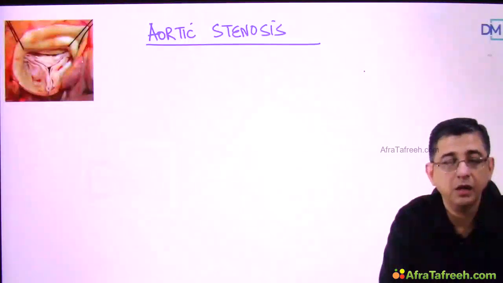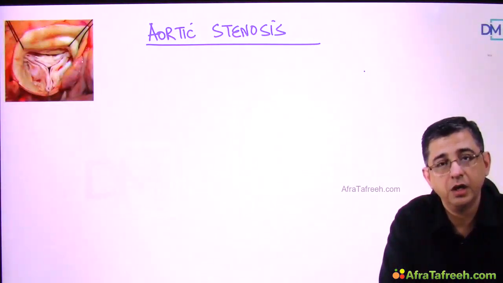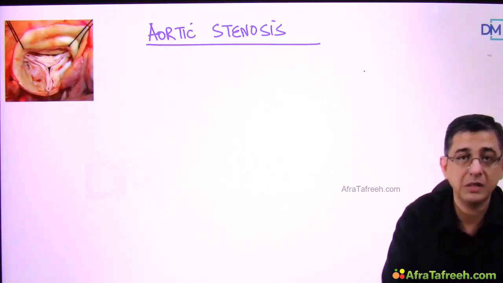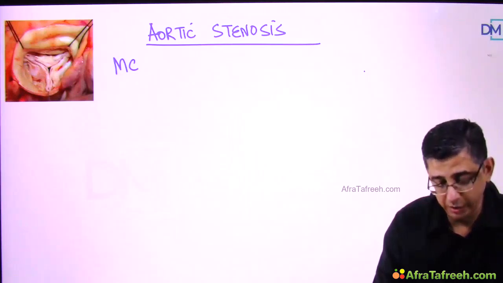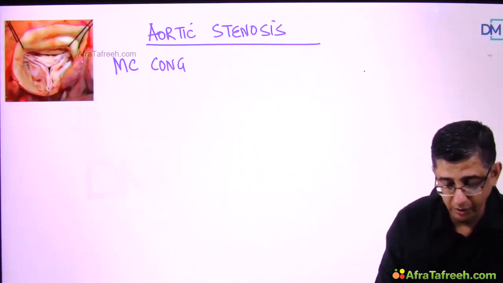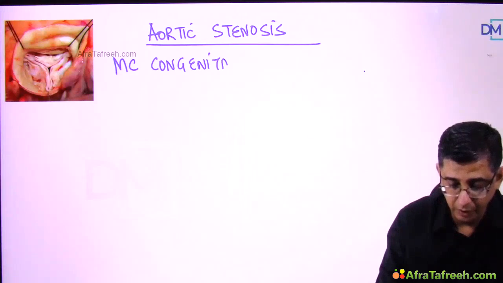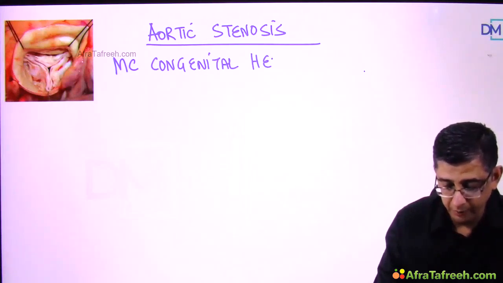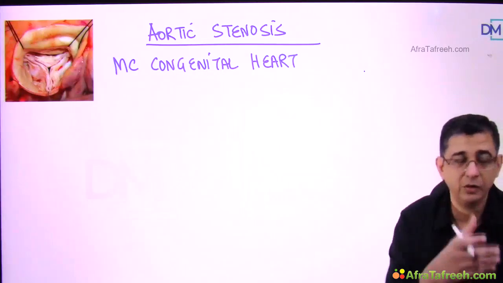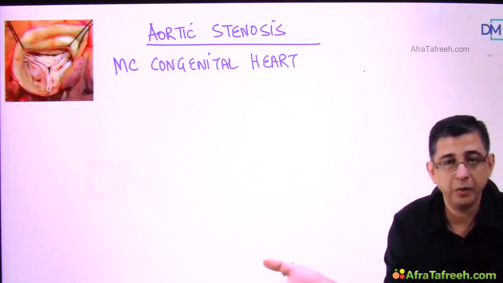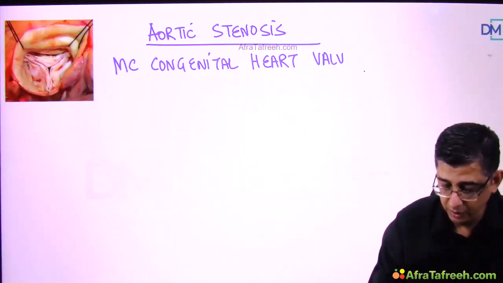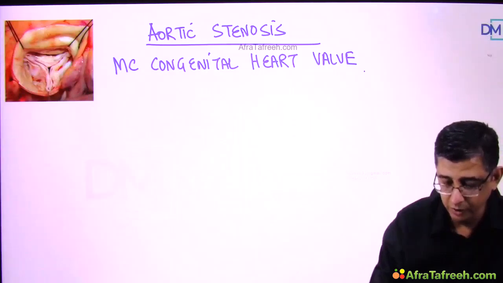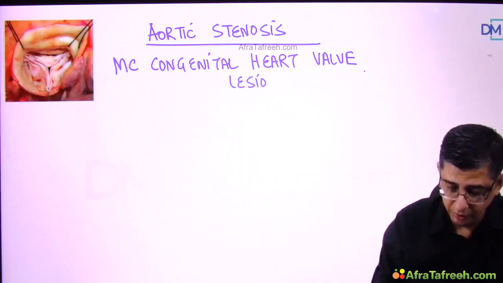Hi guys, welcome back. We shall now be talking regarding a valvular heart lesion, that is aortic stenosis. The first MCQ to be remembered for this condition is that it is overall the most common congenital heart valvular lesion. I would like to reiterate my statement: you are comfortable with the fact that the most common congenital heart disease is the perimembranous variety of VSD. Similarly, the most common congenital heart valve lesion that we encounter in practice is aortic stenosis.